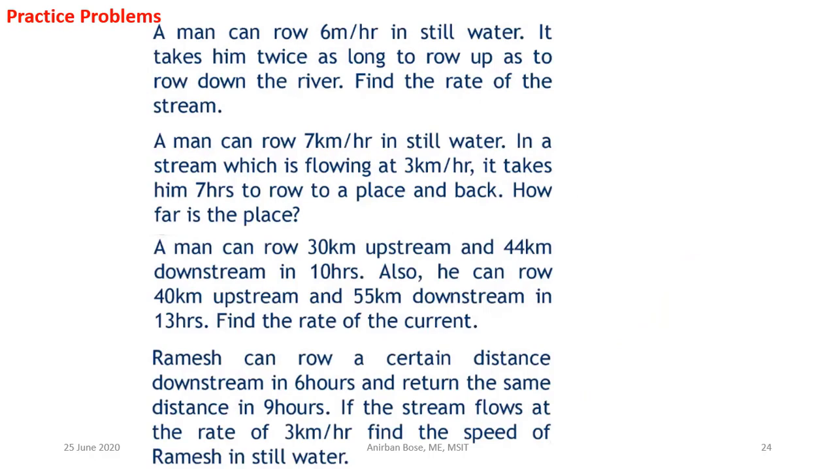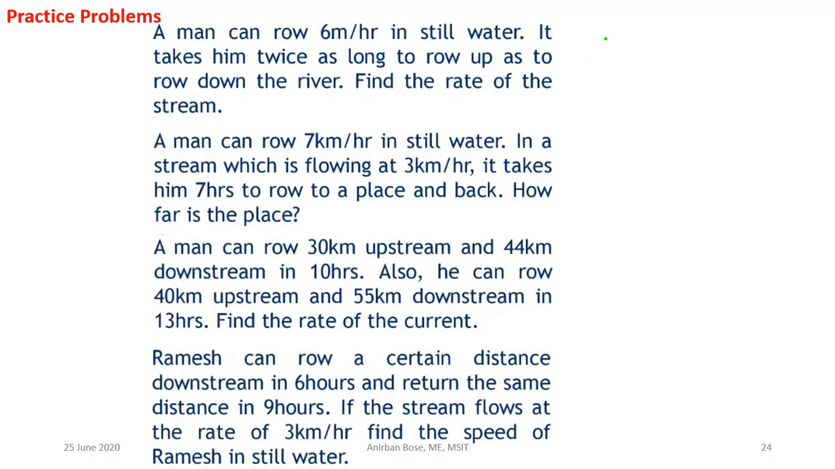Now coming to the next. These are certain practice problems where I am just giving you the hint to solve them. A man can row 6 km per hour in still water, and it takes him twice as long to row up as to row down the river. Find the rate of the stream.